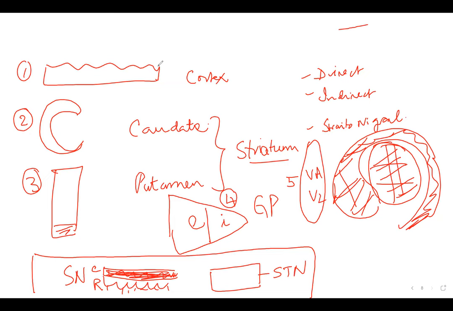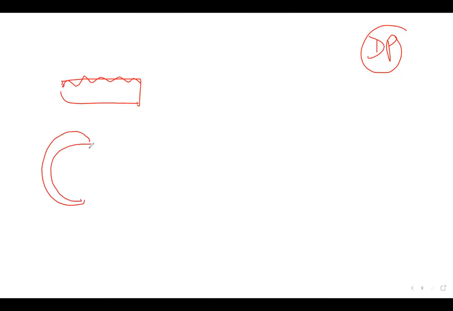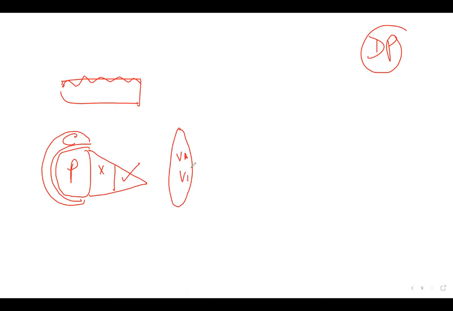So now we have to say that from the cortex the impulses have to come to the caudate. Whatever is required for the direct pathway, we are now drawing. So this is the cortex. And then we have the caudate nucleus. Within that, the putamen is there, P. And there is the globus pallidus. The external one we are not interested in now, only the internal one. And we have the thalamus, VA and VL.